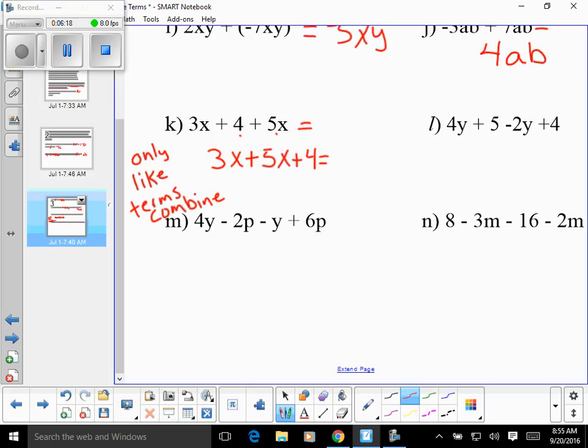Remember I told you at the end of chapter 1 and even the beginning of chapter 2 that that commutative property is extremely powerful? This is why. If you can commute those two terms and put them closer to each other, it's a little easier to think about them and combine them. So now I'm going to get 8x plus 4. If you'd like to try L, go right ahead and I'll explain it.